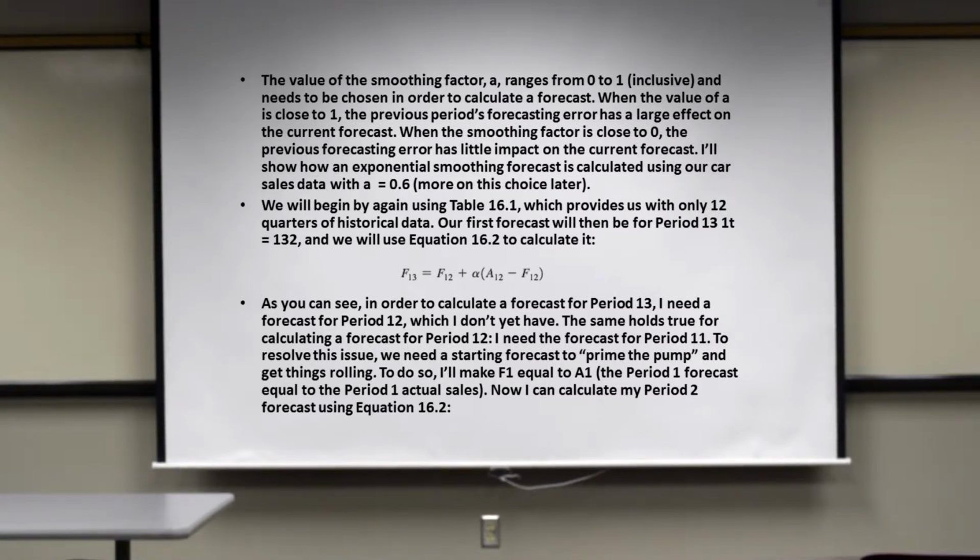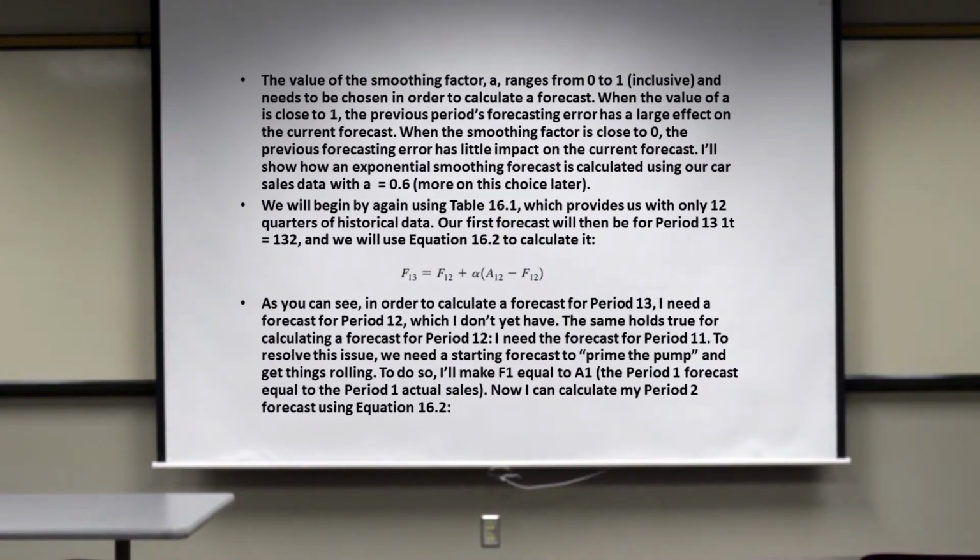I will show how an exponential smoothing forecast is calculated using our car sales data with alpha equal to 0.6. More on this later. We will begin by again using Table 16.1, which provides us with only 12 quarters of historical data. Our first forecast will then be for period 13, and we will use equation 16.2 to calculate it. As you can see, in order to calculate a forecast for period 13, I need a forecast for period 12, which I don't have.